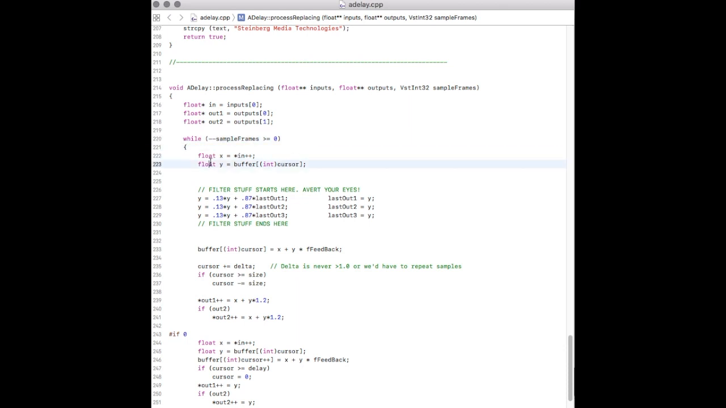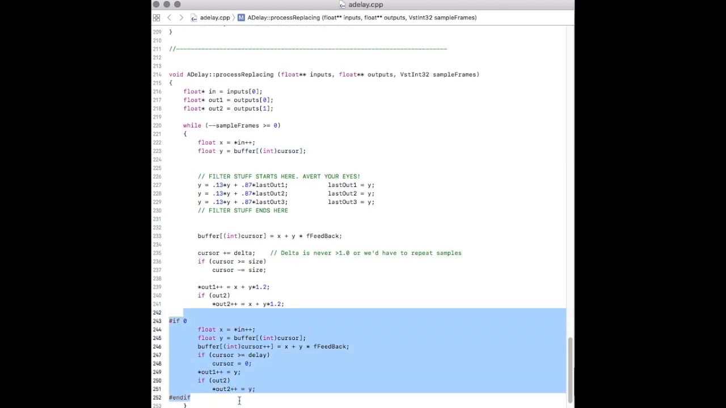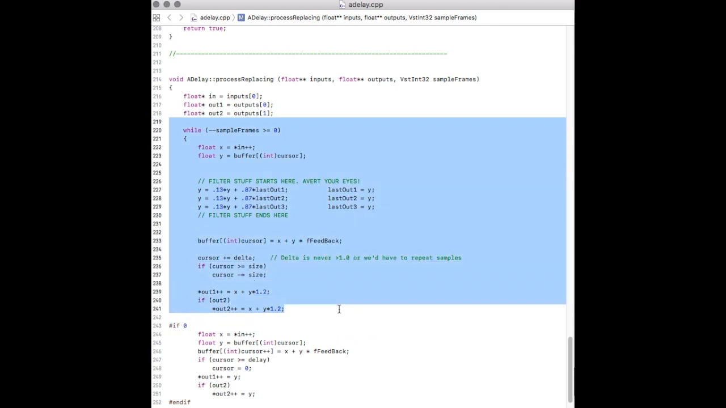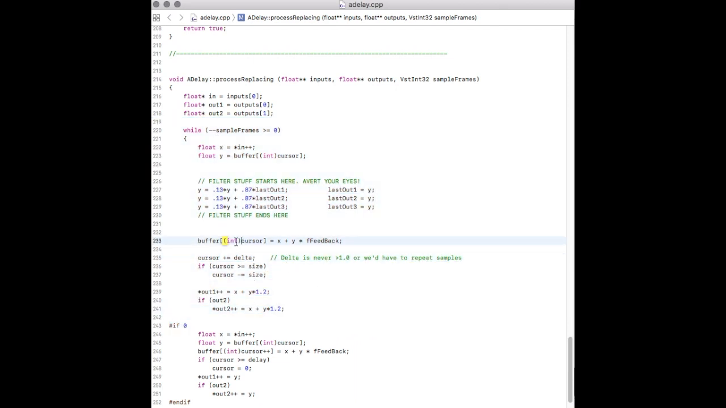So you're going through this buffer, just like down here. And by the way, F0 means this stuff does not happen. This is all commented out. This is only going to execute this. And that's just there for illustration. Their old code is. So, looking at mine, we get X is equal to the input, just like theirs. We get Y is equal to whatever's in the buffer, just like theirs, wherever the cursor position is.